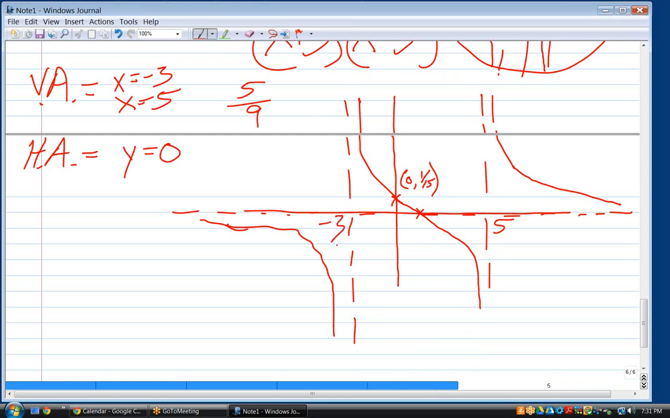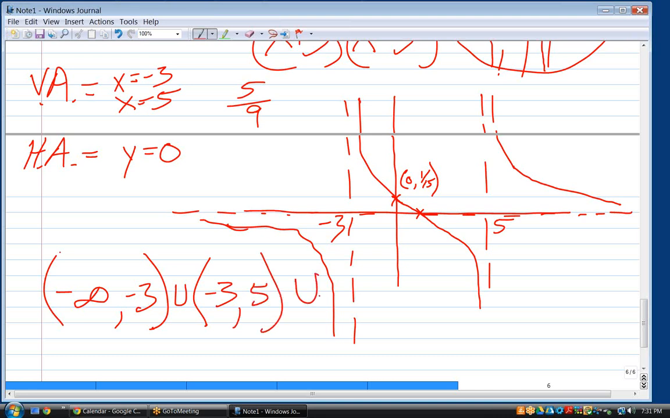Parentheses, -3. Start from the far left. If we're talking domain, we're talking the allowable values that x can be. So I want to start from negative infinity. Negative infinity to negative 3, and then -3 to 5, and then 5 to infinity. There you go. All right.